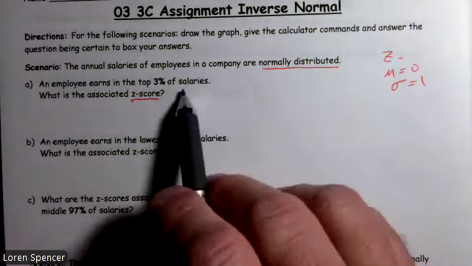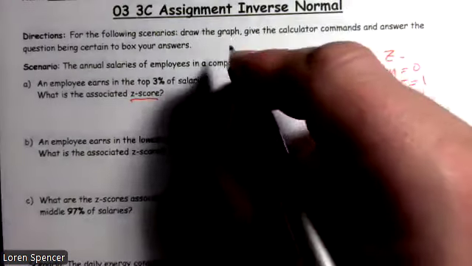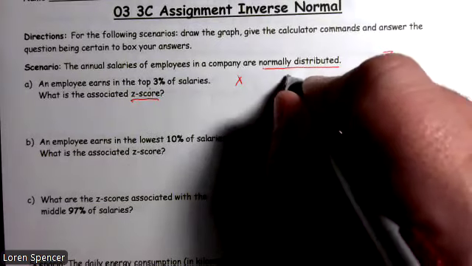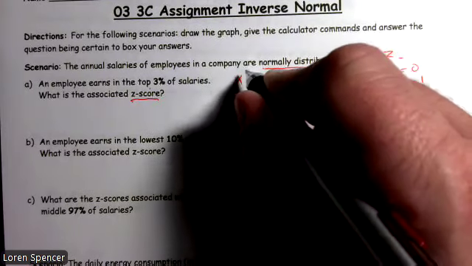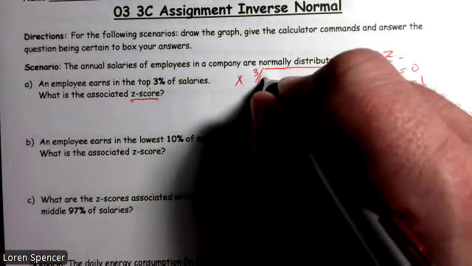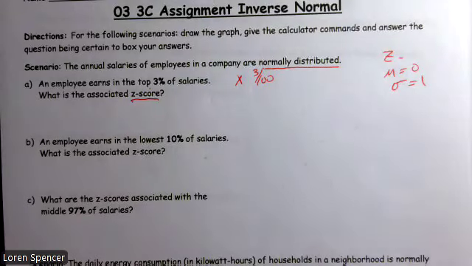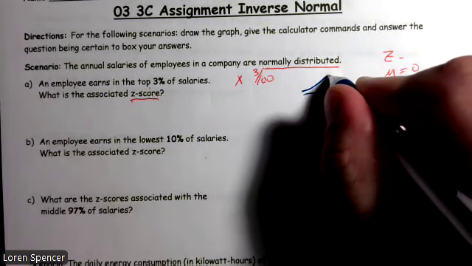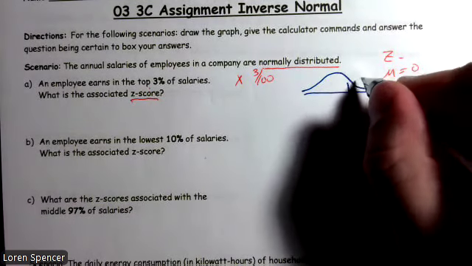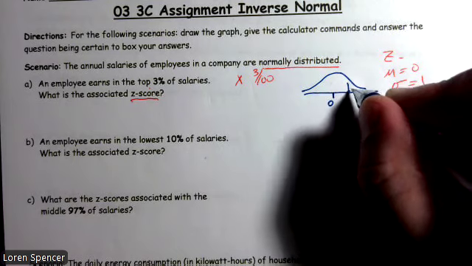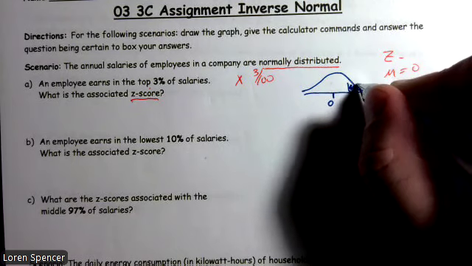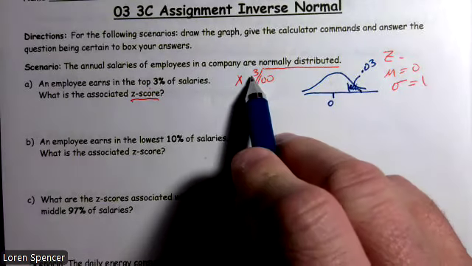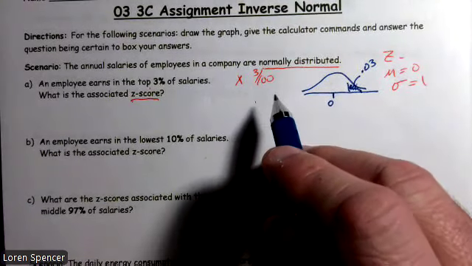So, in the top 3%. Anytime they give me a percent, I put an X. And top, that's above it, so that's going to be above my X. So that's going to be 3 over 100, so 0.03. Now I can draw my picture. The mean is 0 because we're working with a Z score. And this area right here happens to be 0.03 because that's 3 divided by 100. Anytime they give you a percent, divide it by 100.